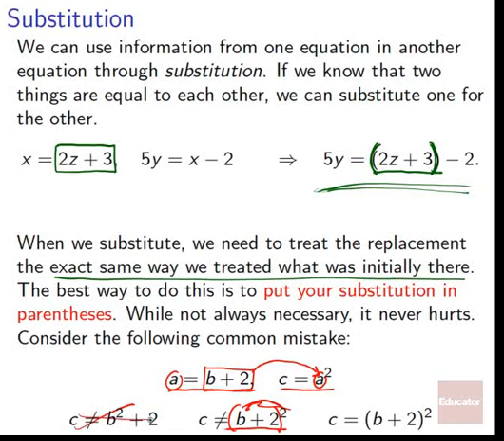The thing that we have to do is we have to have it in parentheses. The parentheses cause us to treat that a the same way that we are going to treat b plus 2. A squared, since a is equal to b plus 2, all of a has to be squared. All of that b plus 2 has to be squared. And the way that we get all of it is by putting it in parentheses.